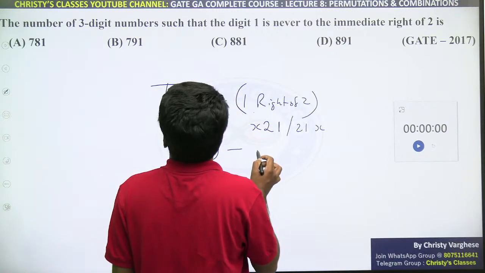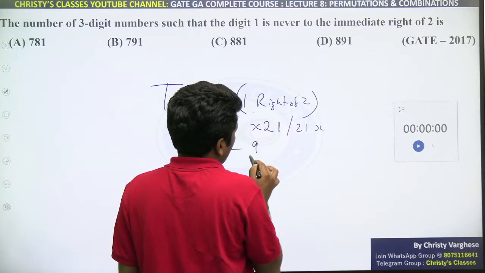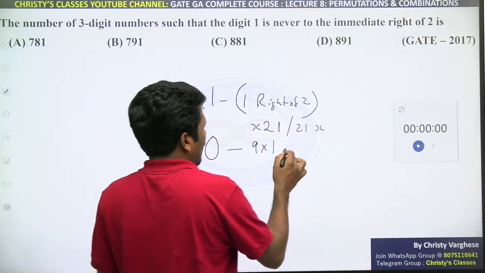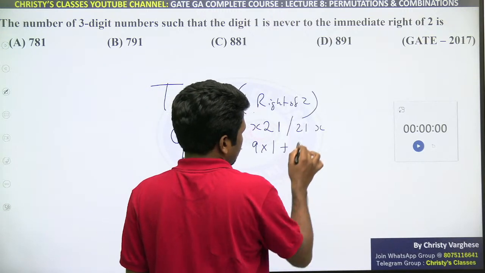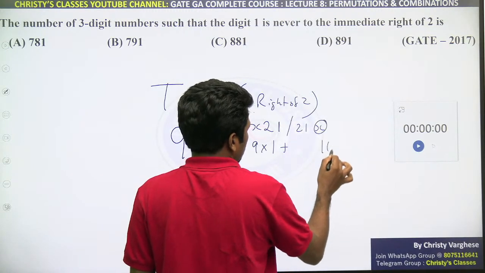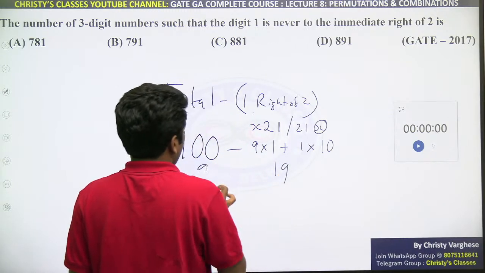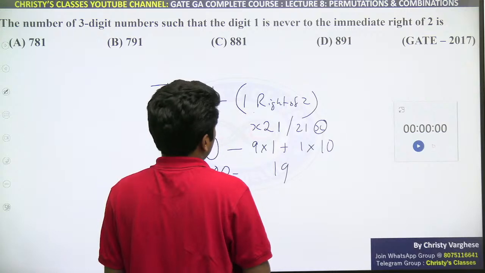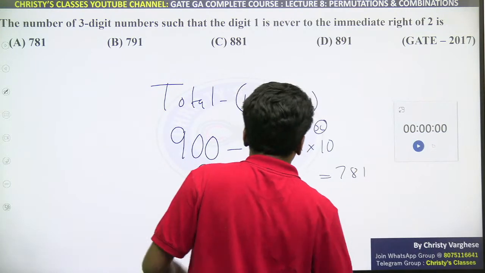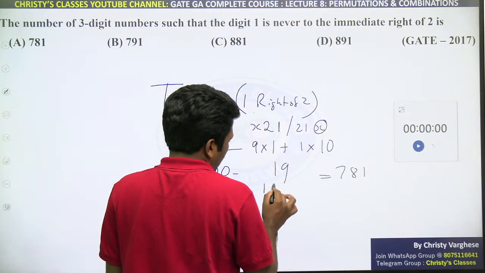So यहाँ पे x का कितना possibilities है? 3 digit numbers है, so x का 9 possibilities है. So 9 into 1 ways are there ना, 9 into 1 ways. यहाँ पे or means addition. 2 1 x, ये x last digit में है, so 10 possibility है. 1 into 10, so 9 into 1 plus 1 into 10, 19. So 900 minus 19 possibility, that is 781 is the answer.